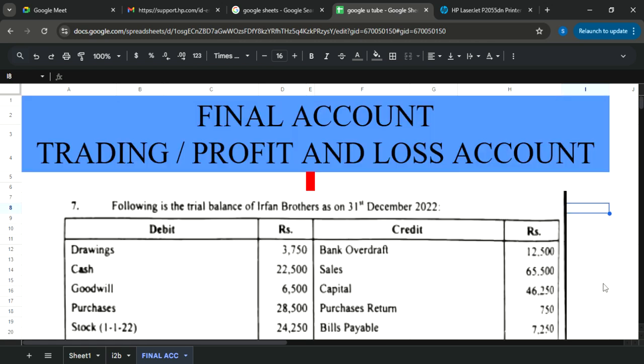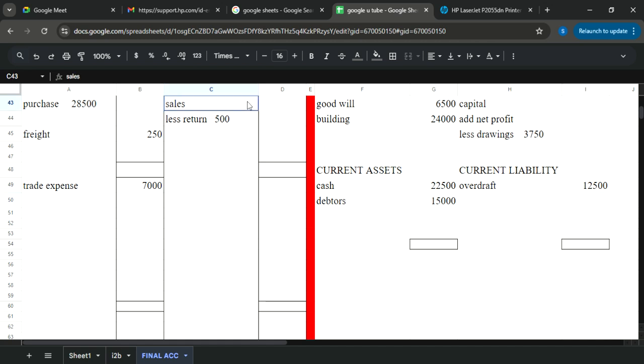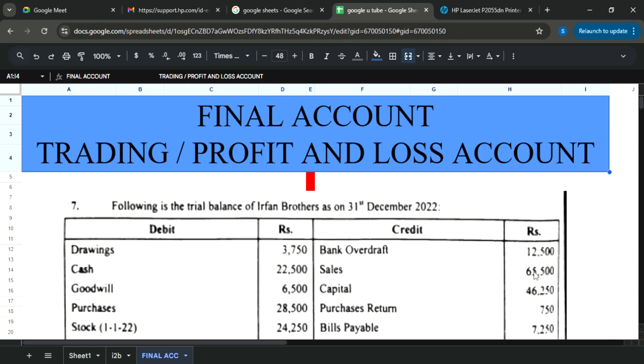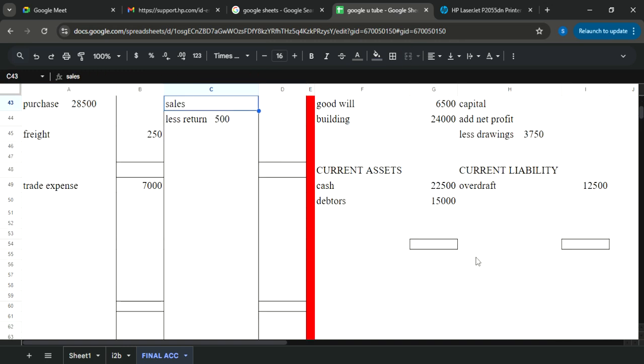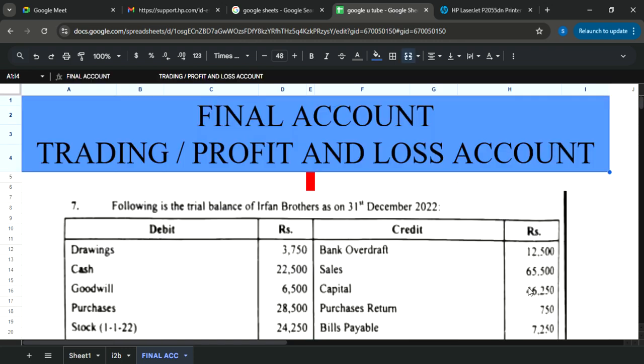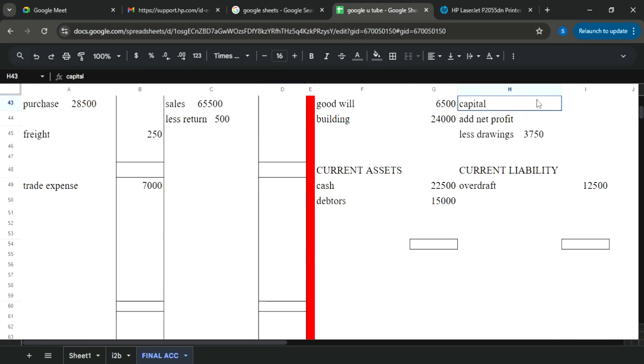Alright, after overdraft we have sales, which is direct income. Here you are going to write the amount of sales, which we have already mentioned. 65500 is the amount, and here you will write 65500. After sales we have capital, 46250, which we have already mentioned. Here you will write 46250.